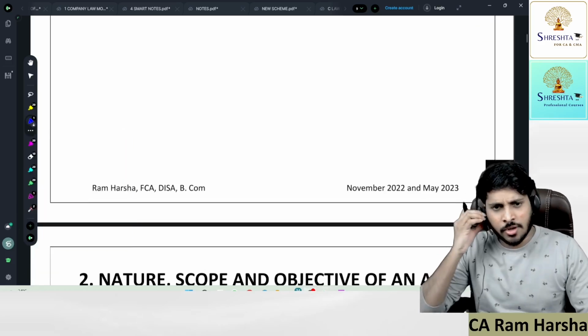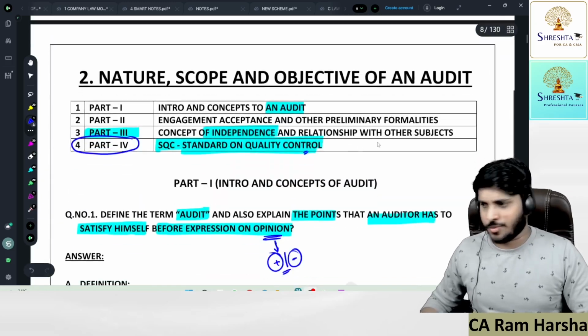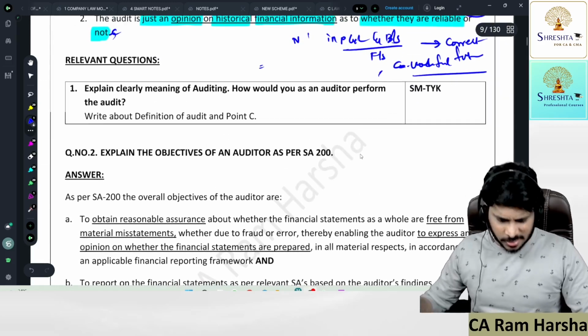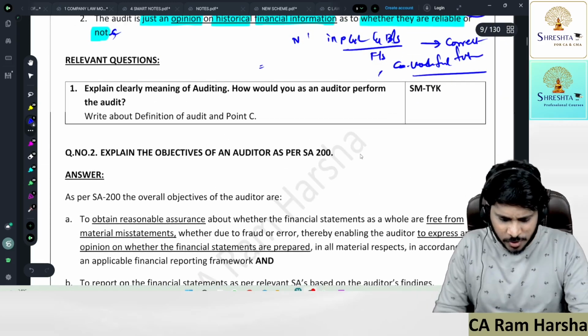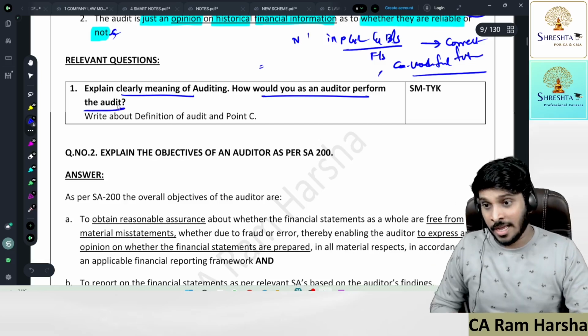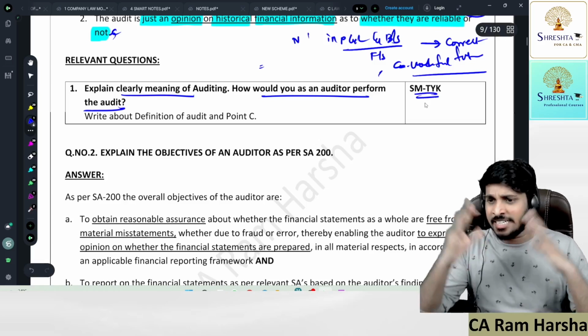Yes. So with this, almost we have completed the first question. Now let's look at the second question. This question itself can be asked this way also. Explain clearly the meaning of audit. How would you as an auditor perform the audit? In this way also they may ask you a question. So this is there in the study material, test your knowledge question.